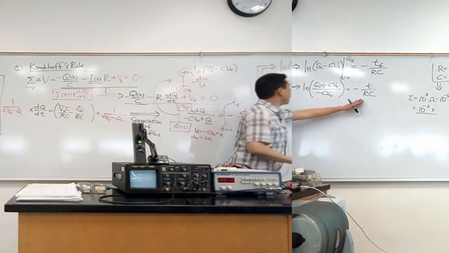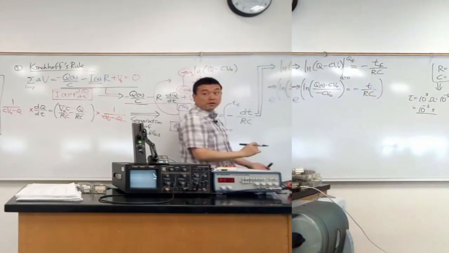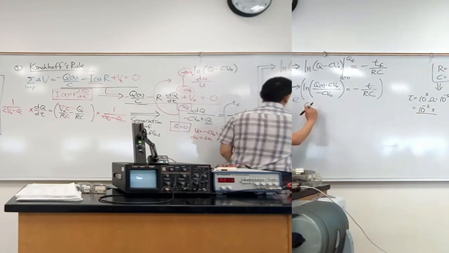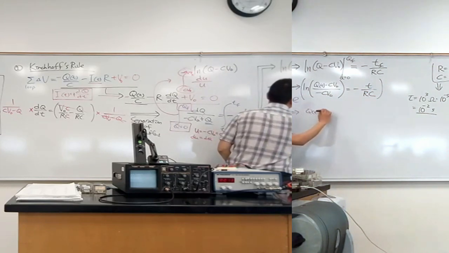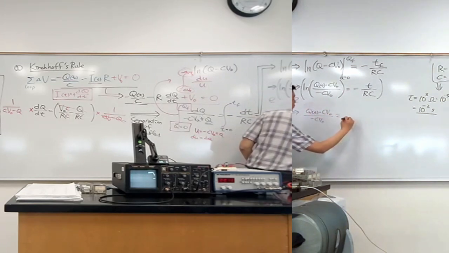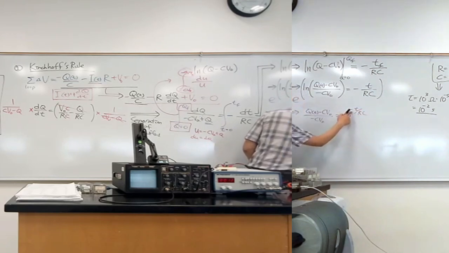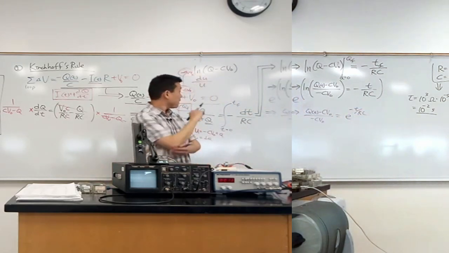So raise both sides by the power of exponential so that the logarithm cancels. So what I have is Q of T minus CV naught over minus CV naught is equal to exponential of minus T over RC. So we are going to have another exponential decay somewhere, somehow.